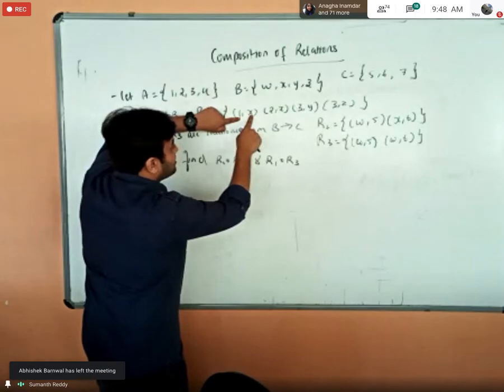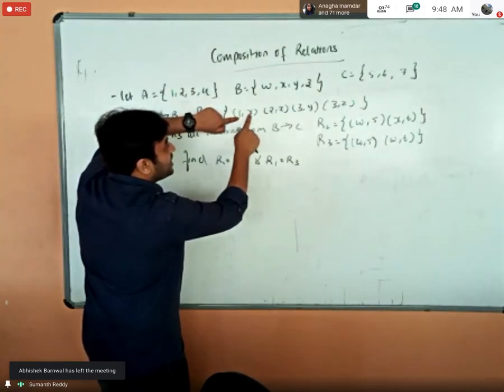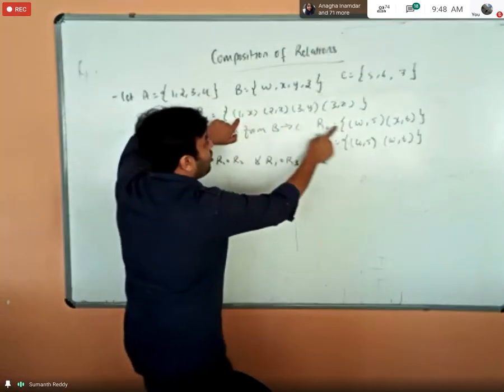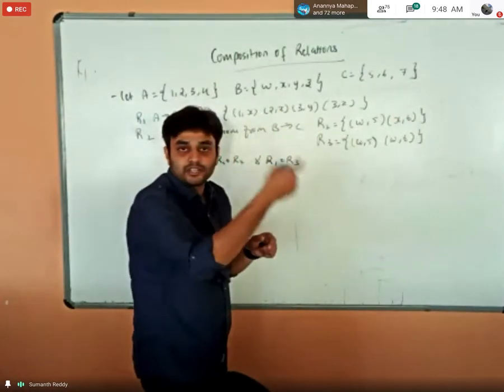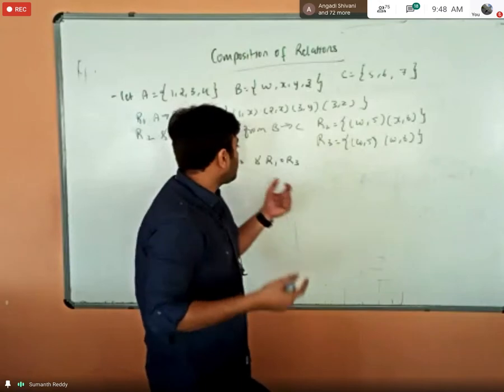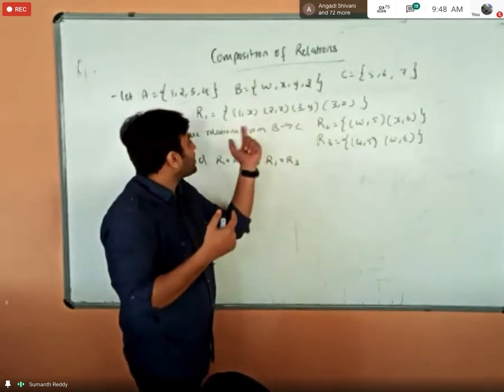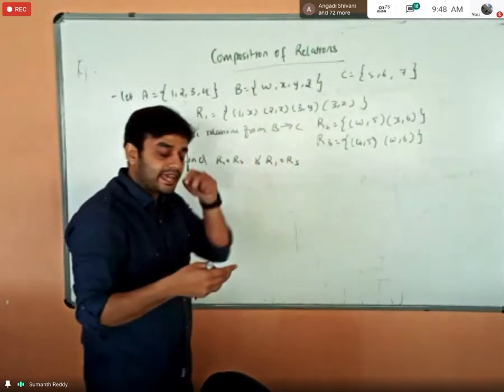One is related to X. By looking at this ordered pair, I can make out that 1 is related to X. And when you see the relation R2, X is related to 6. So 1 is related to X and X is related to 6, so their composition will have 1 comma 6. Okay, so like that directly you can find.